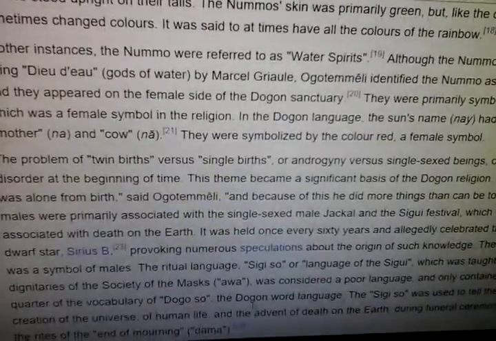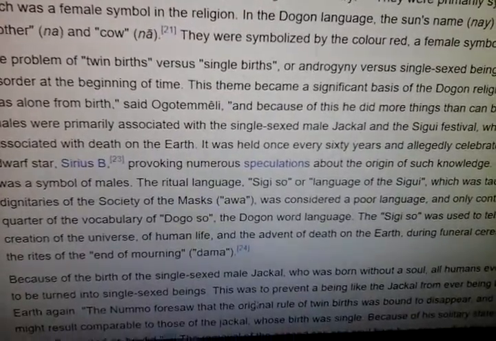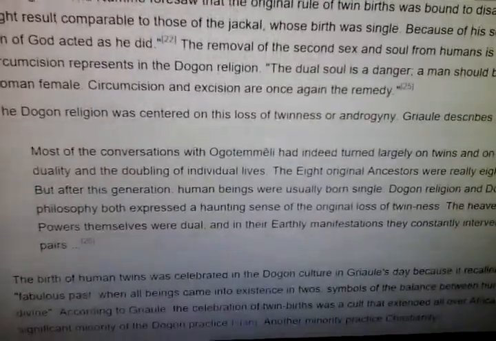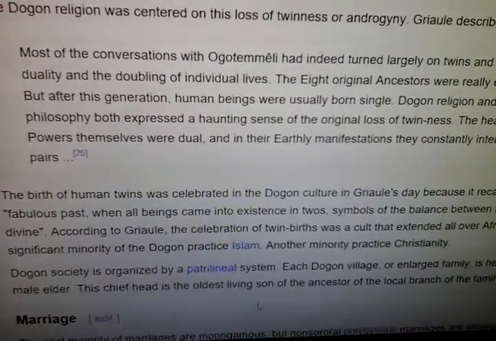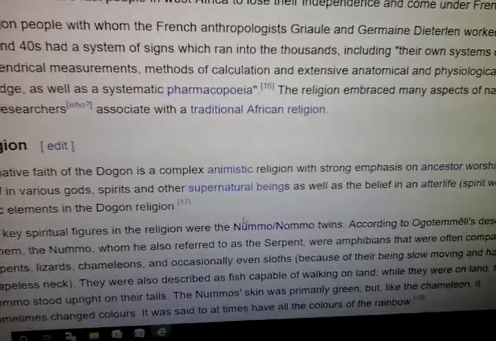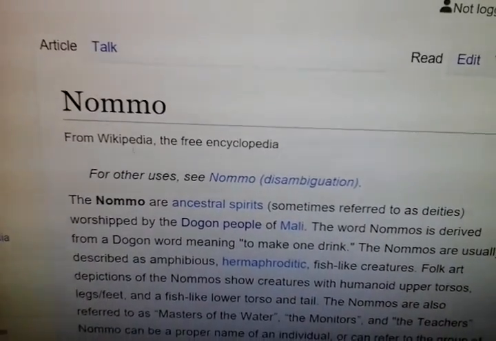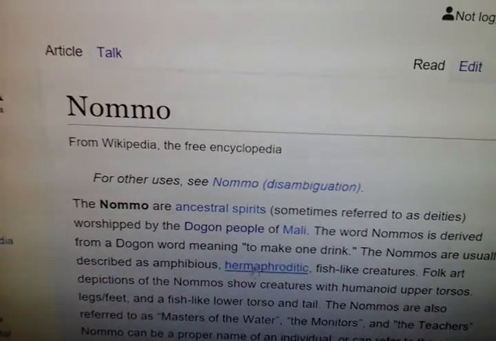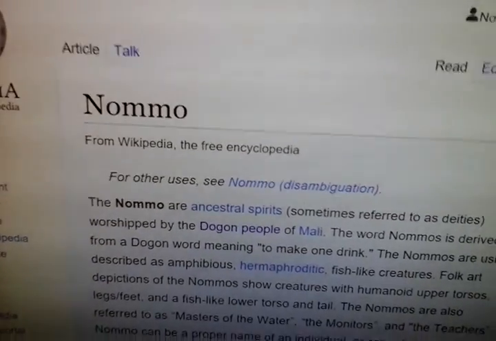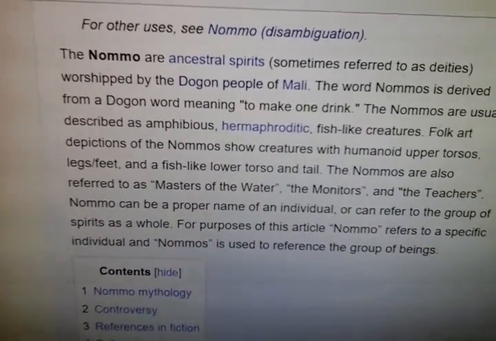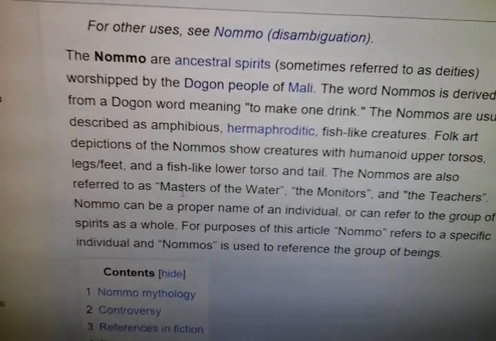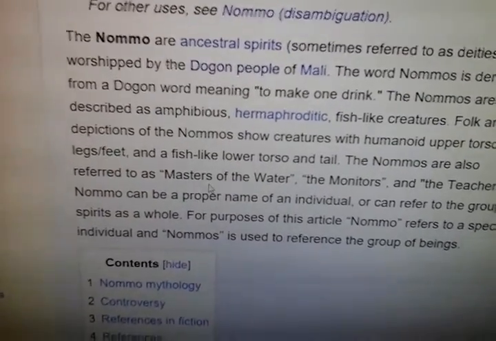They go on to talk about the star Sirius. They just made fun of you that quick. They're telling you, clear as day, the Nommos. Right here, let's click on this. They're hermaphroditic amphibious creatures. This is where your movie The Shape of Water comes from. It says here that the Nommos are also referred to as masters of the waters. What is master? Masters of gods.